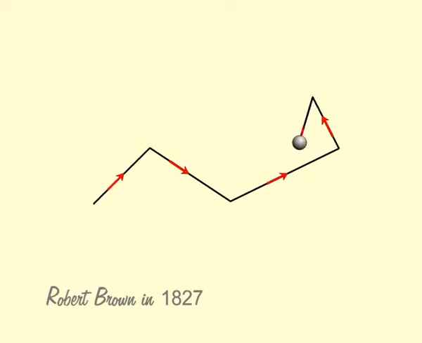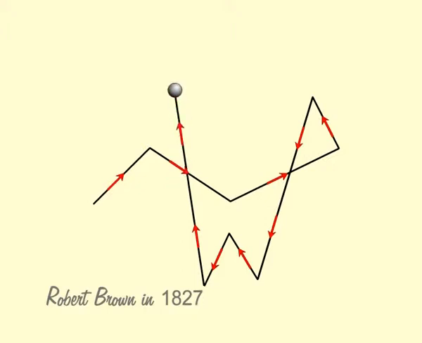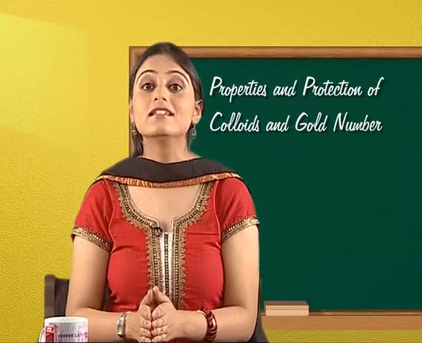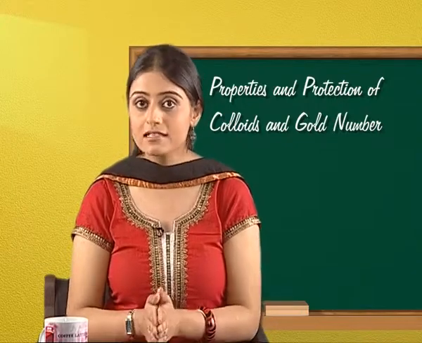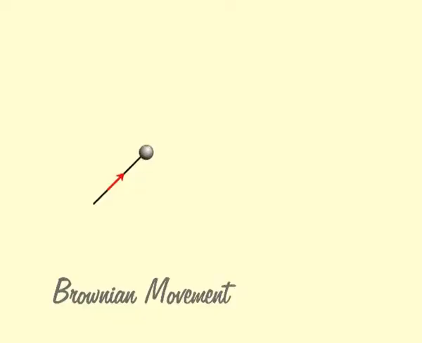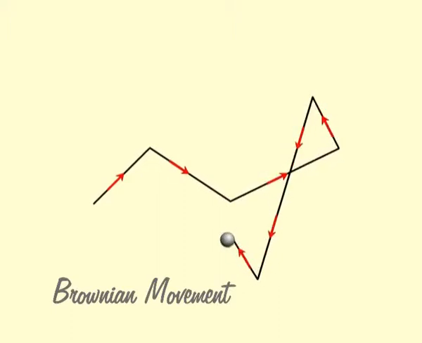He observed that pollen grains in water do not remain at rest but move about continuously and randomly. After the name of the discoverer, the property was named as Brownian movement. It may be defined as follows. The continuous zigzag movement of the colloidal particles in the dispersion medium in a colloidal solution is called Brownian movement. Let us have a look at the Brownian movement shown diagrammatically on the screen.